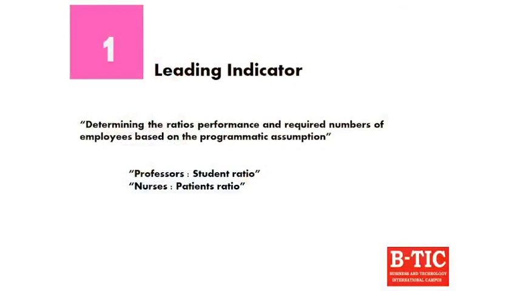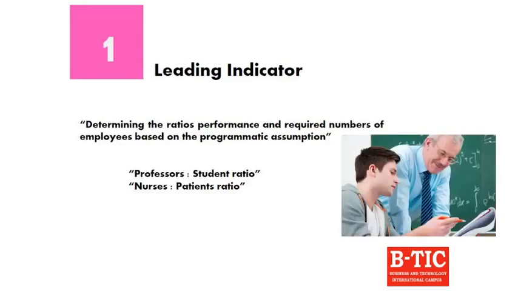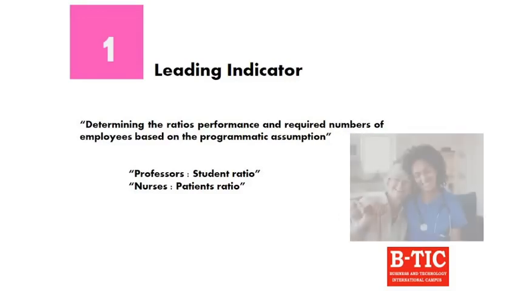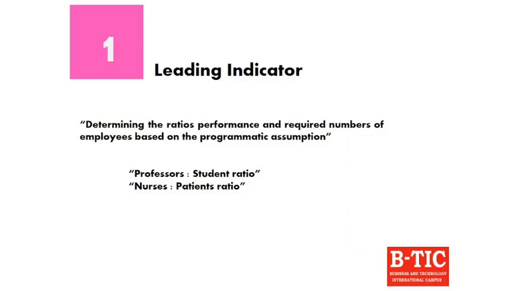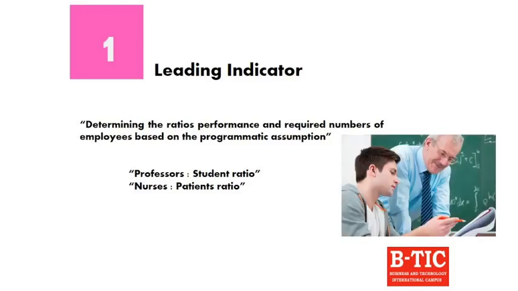Leading indicator method. This is about deciding how many customers you want to serve, and then how many people you want in your organization to serve those customers. If it is a university, professor-student ratio. If it is a hospital, nurses-patient ratio. Now, professor-student ratio: you assume for the first year we need to serve 100 students. Year after, 150 students. And the third year, 200 students.